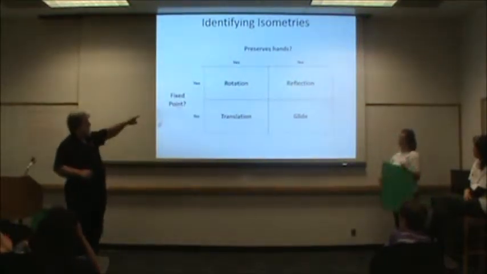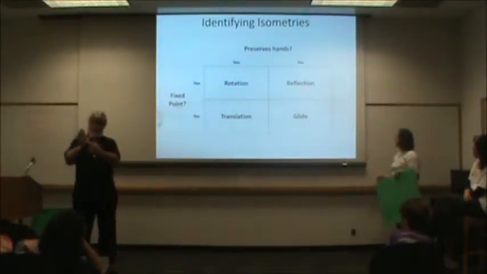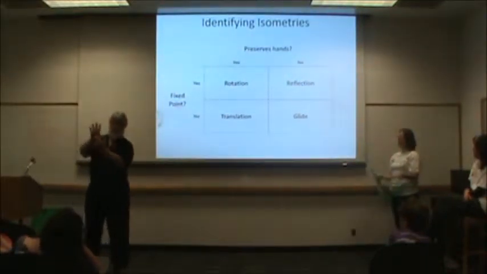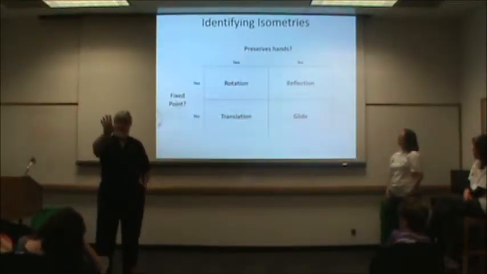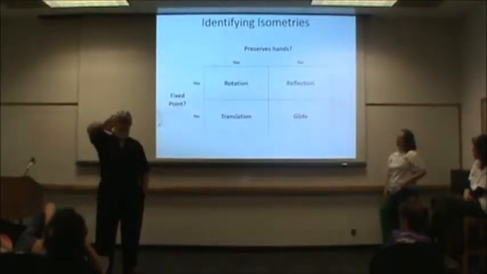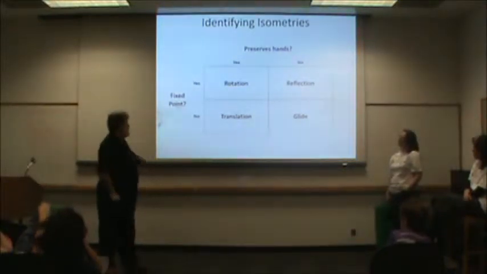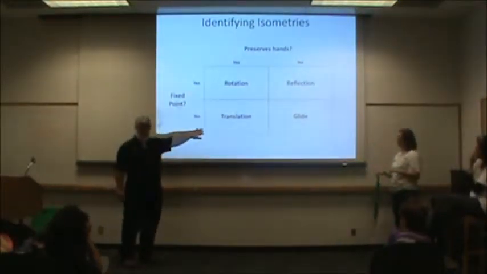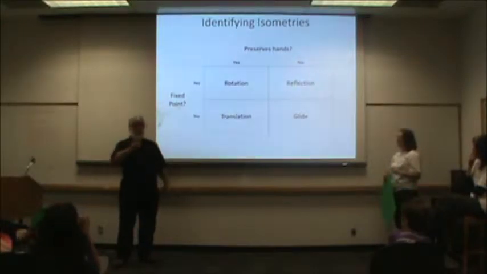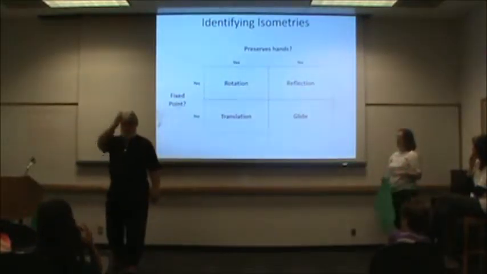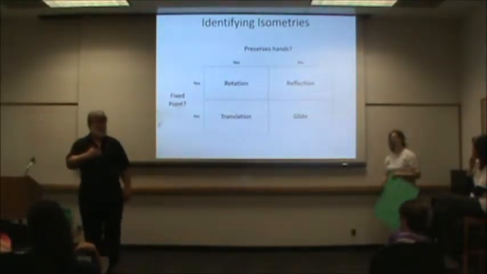Now, if there is one fixed point, let's say where my hand lines intersect here, if that point stays fixed while I do that change, then I've done a rotation. But if all points change, so there's no fixed point, then I've done a translation. So this chart helps you sort of be a doctor and make a diagnosis. What kind of symmetry is that?